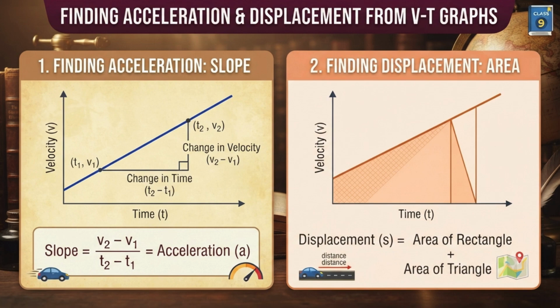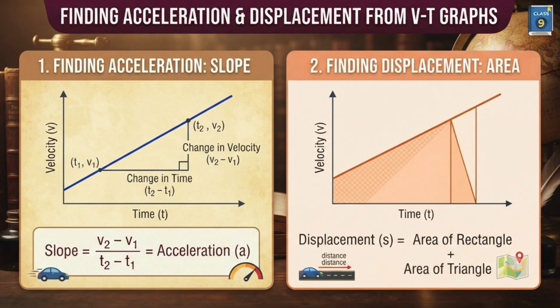Imagine the graph is a horizontal line, which means the object is moving with constant velocity. The area under the graph forms a rectangle. And what is the area of a rectangle? Length into breadth. Here, length represents time, breadth represents velocity, so area is equal to velocity multiplied by time. But we already know that when velocity is constant, displacement is equal to velocity multiplied by time, so the area under the graph is equal to the displacement. For example, if the velocity is 20 meters per second for 6 seconds, then displacement equals 20 times 6 equals 120 meters.